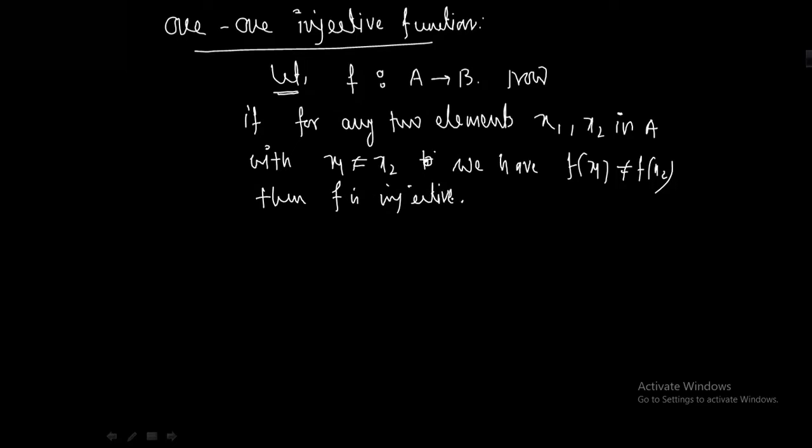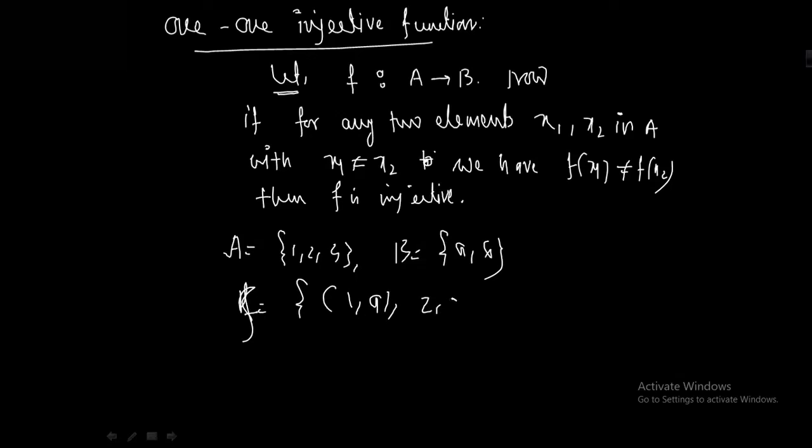এটার মানে হচ্ছে দুটো আনইকুয়াল এলিমেন্টের ইমেজ সেম হবে না। যেমন ধর একটু আগে একটা example লিখেছিলাম, A সেটটা ছিল 1, 2 and 3 and B সেটটা ছিল a, b। ওকে, তো আমি একটা ফাংশন লিখেছিলাম, 1a, 2a, 3b। So this is a function. Obviously this is a function because each and every element of the set A is having image and no element of the set A is associated to more than one element in B. 1 is associated to a, 2 is associated to a, 3 is associated to b.